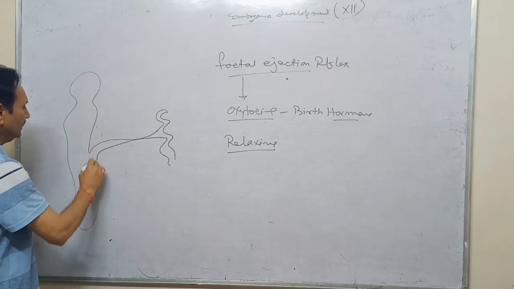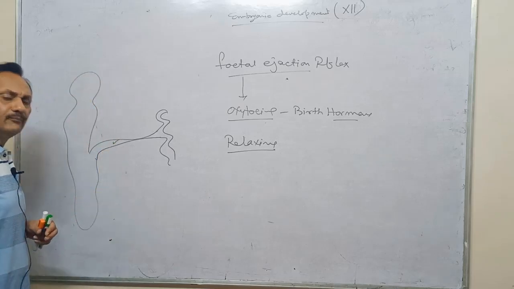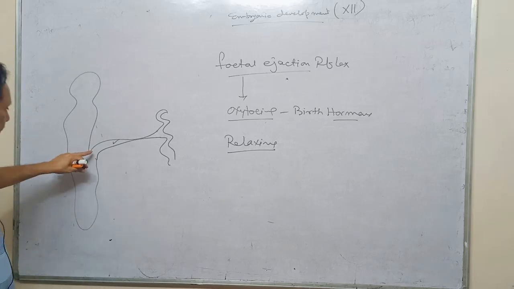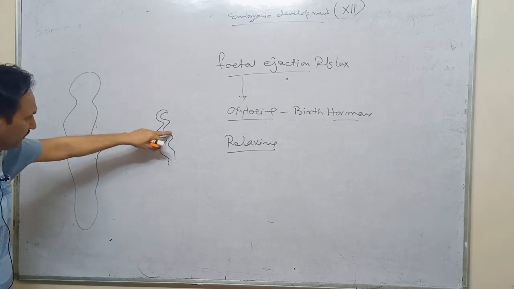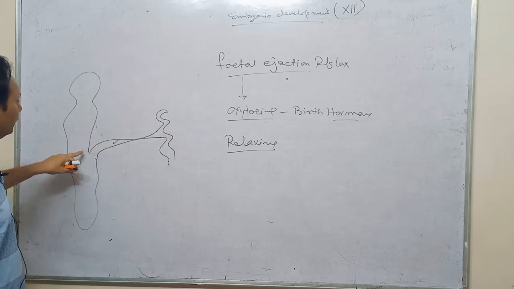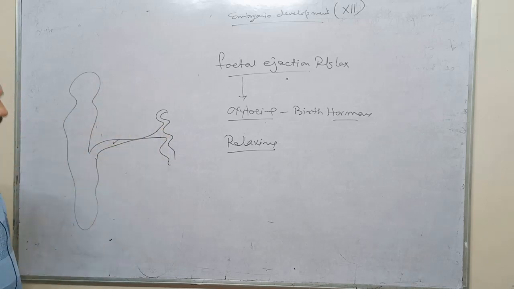Suppose this is the baby and this is called the umbilical cord. This umbilical cord connects the baby with the uterine wall. This is all about parturition.